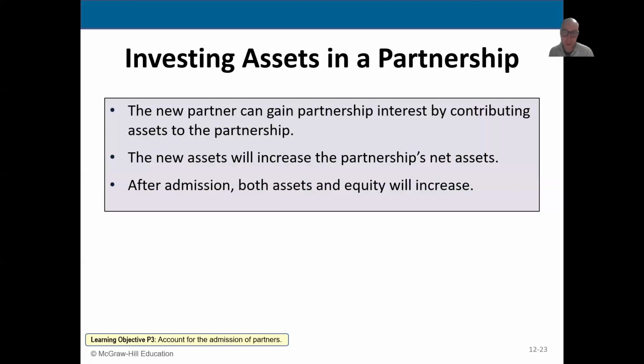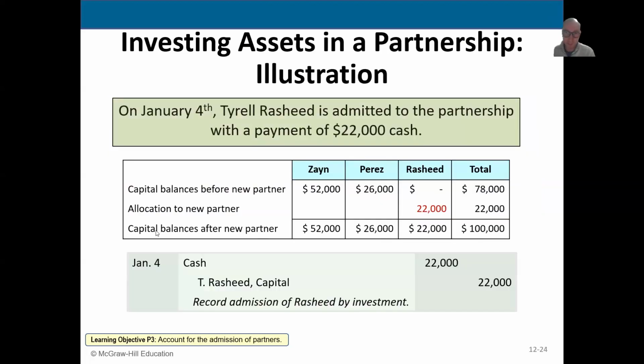The other way that they can join the business is by simply investing cash into the business. Let's see what that looks like. So Tyrell decided to join the partnership just by putting Tyrell's own cash into the business of 22,000. Great, no problem. Debit cash 22,000, credit Tyrell 22,000.